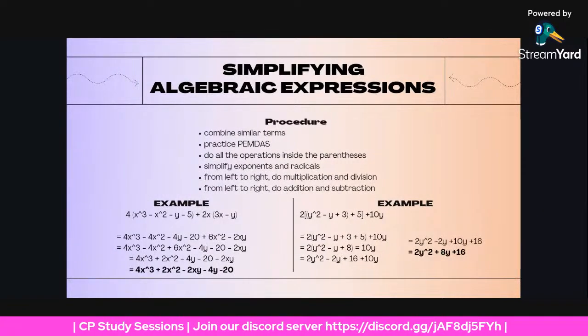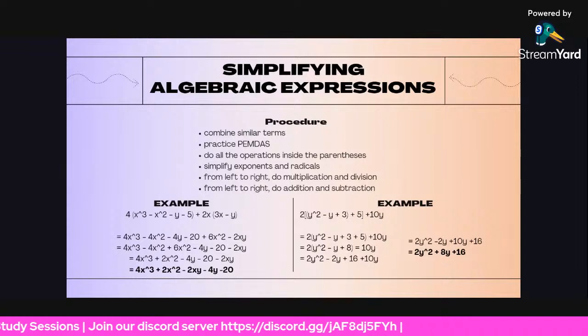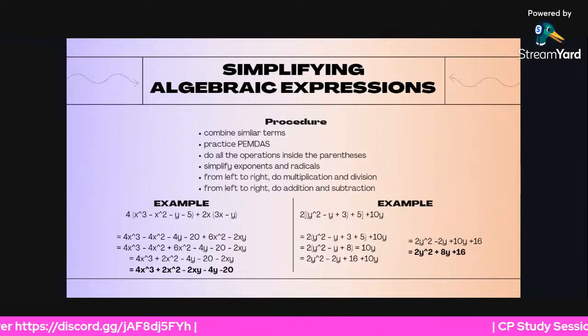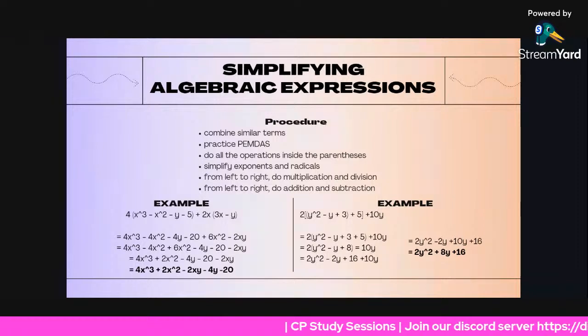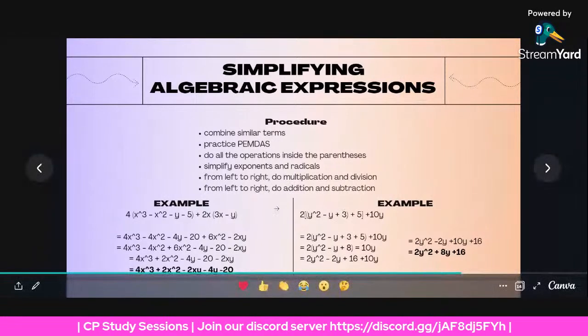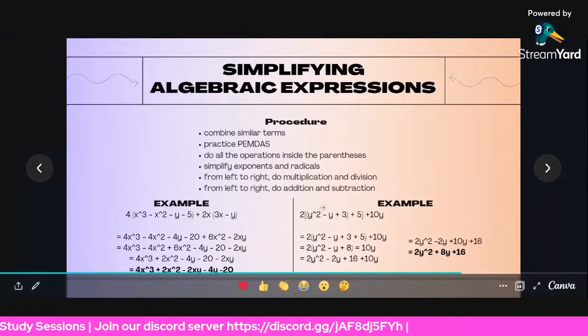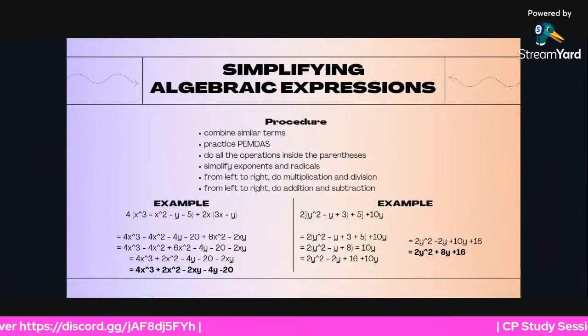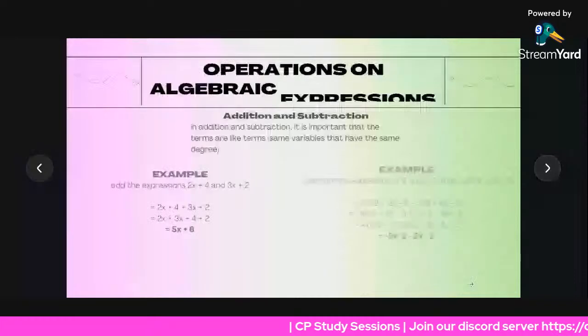Ayun. Okay lang yan. At least kapag may hindi kayo nag-gets or medyo nalilito kayo, i-comment nyo lang. Ika-clarify naman natin yun. Huwag kayong mahiya. Since malinaw na 'tong dalawang examples natin sa pag-simplify ng algebraic expressions, proceed na tayo sa next slide.